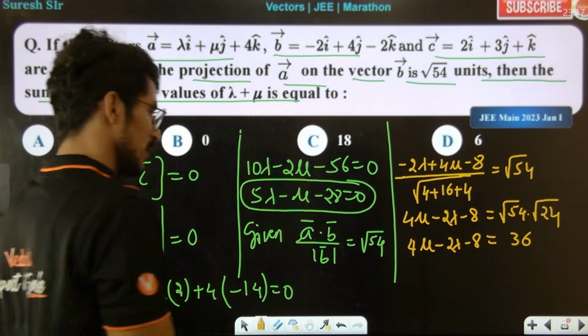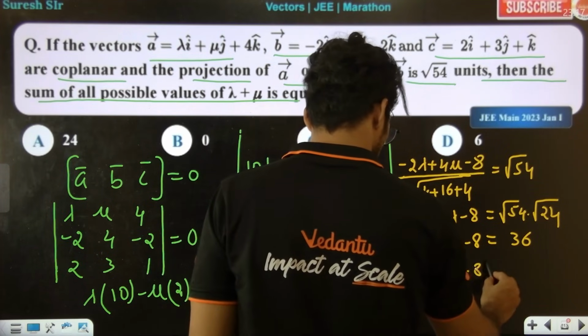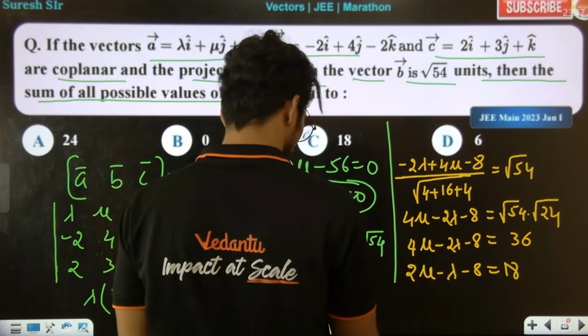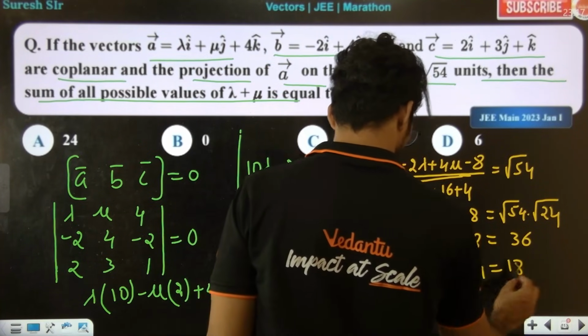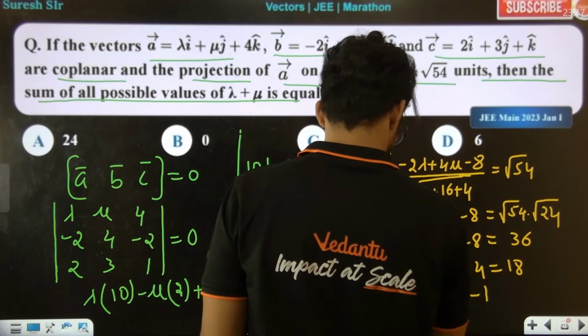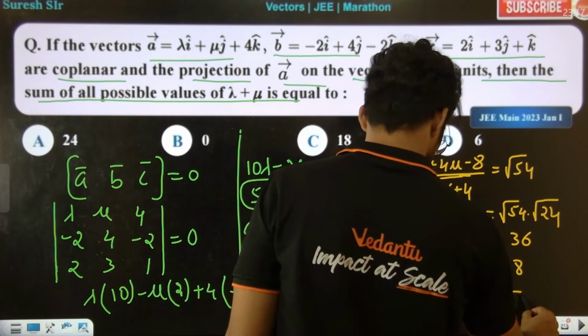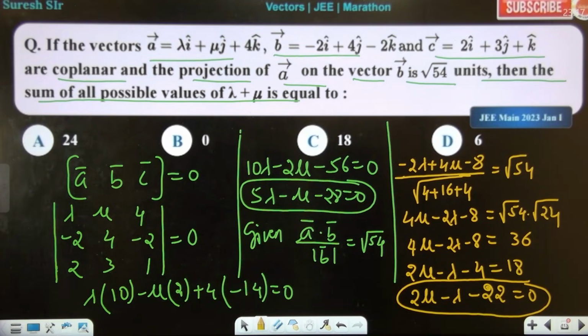So for 36, 2 is common. 2 common means 2 mu minus lambda minus 8 is equal to 18, sir. This is the equation I got. Check. Yes or no? If I solve these two equations now, what am I going to get, sir? If I solve these two equations, you will be getting the lambda value.